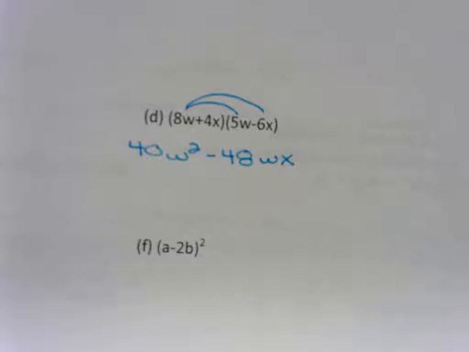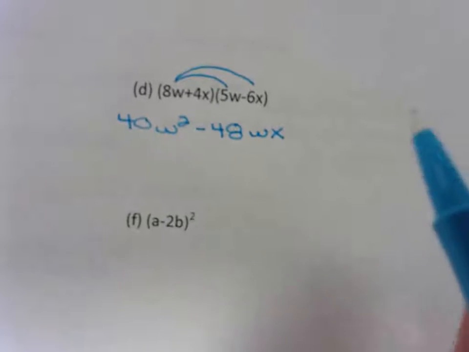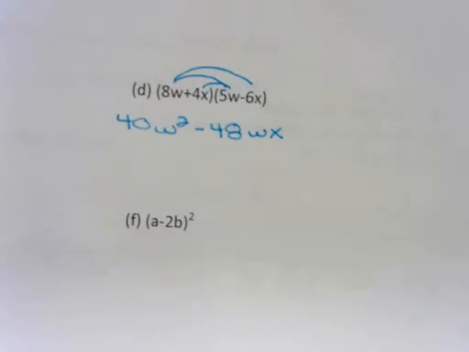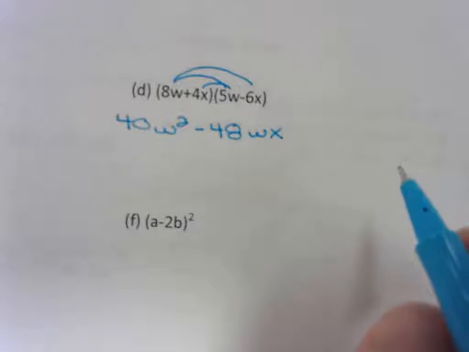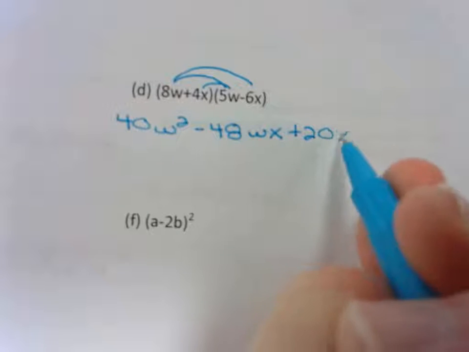Now my inside two. As I look at my four terms in a row, what two terms are my inside two? 4x times 5w. What is 4x times 5w? 20xw.